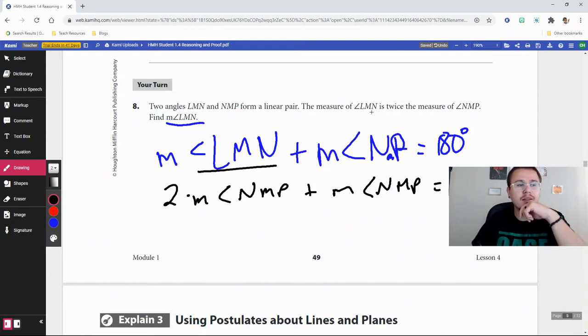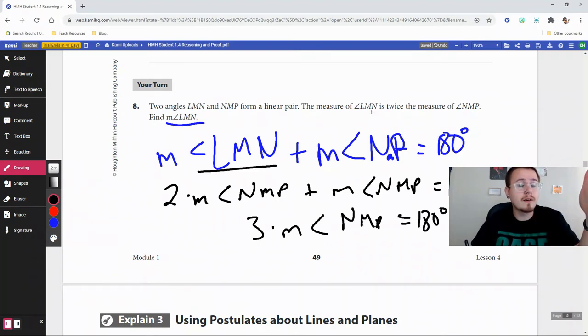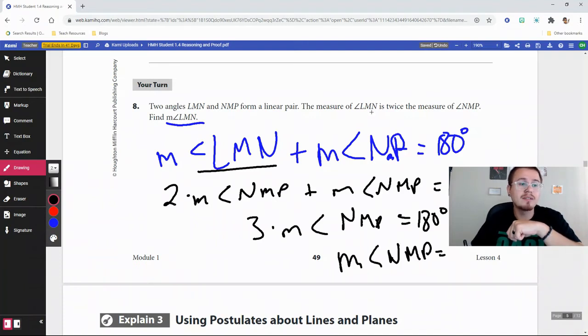Combine like terms, you get 3 of them. So 3 times the measure. I think you should be able to see a pattern of where this is going. What property do you use here? The division property of equality, the DPE. Divide by 3 on both sides. You get the measure of the angle NMP is equal to 60 degrees.